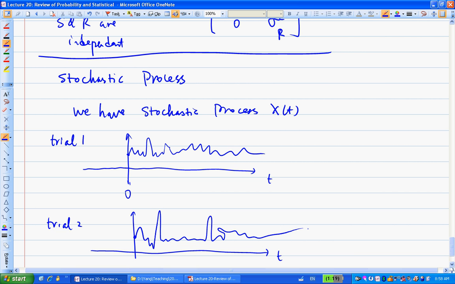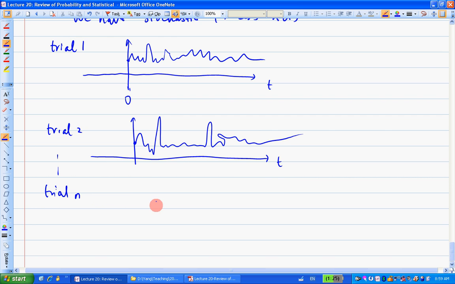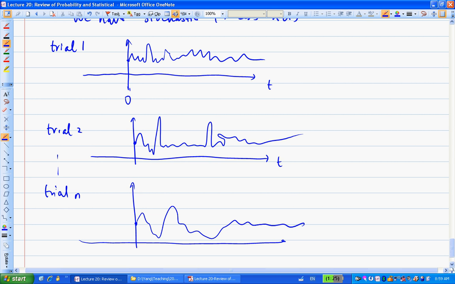Just draw a random one here. If you keep going, you run as many trials as possible, the number n of trials. Each time you have the same initial condition, and they all generate a different response, right? Different responses.